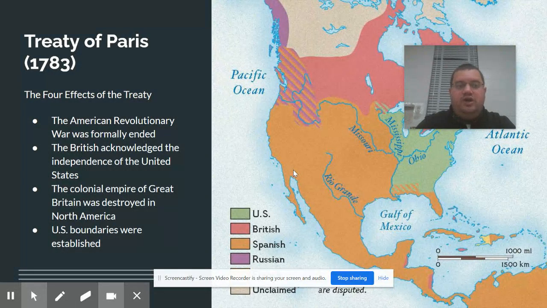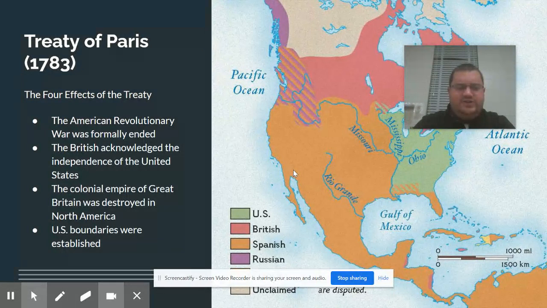So for the Revolutionary War, after the fighting stopped and Great Britain said you won, we signed the Treaty of Paris later on with Great Britain. The four main effects of this treaty were, first, the American Revolutionary War was formally ended. This is no longer, the war is completely done.